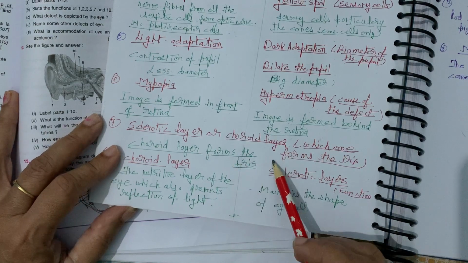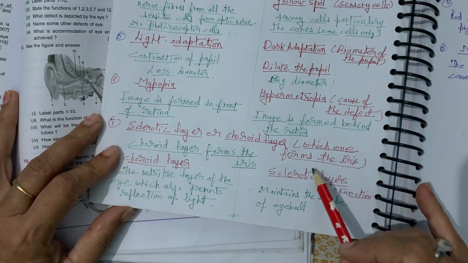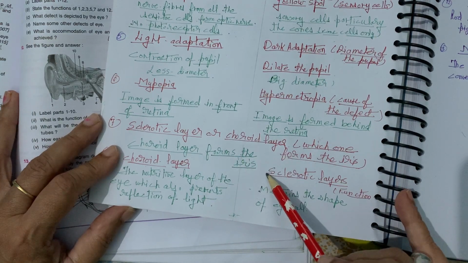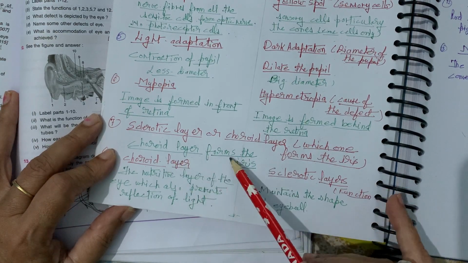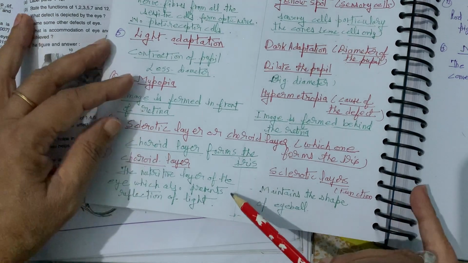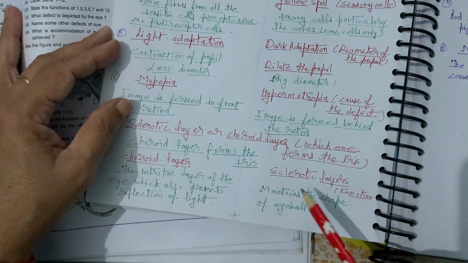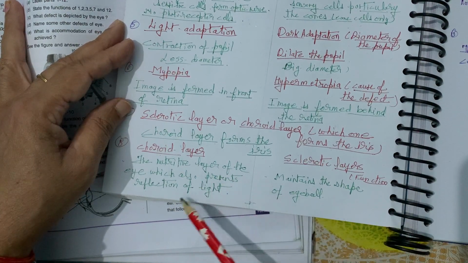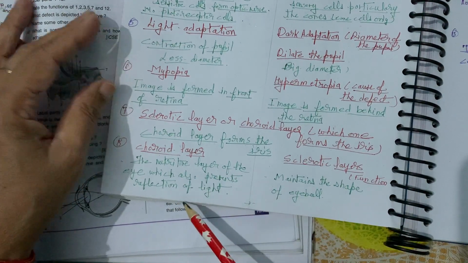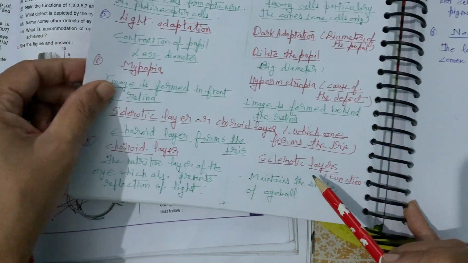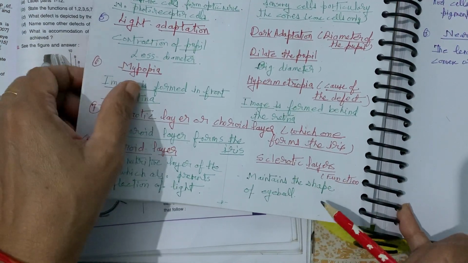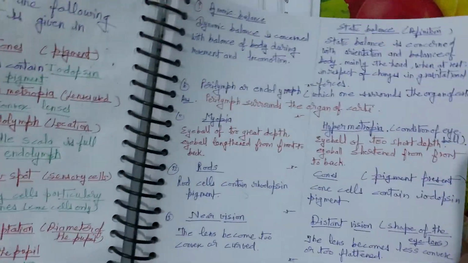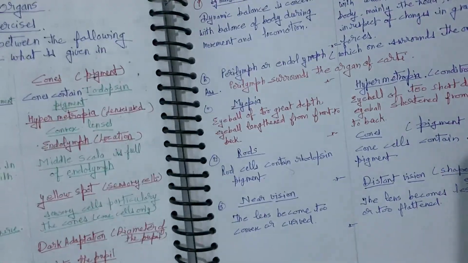Sclerotic layer or choroid layer: which one forms the iris? The choroid layer forms the iris. Now, the choroid layer and sclerotic layer, functions. The choroid layer is the nutritive layer of the eye which also prevents reflection of light, whereas the sclerotic layer maintains the shape of the eyeball.